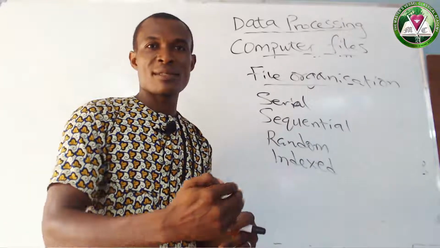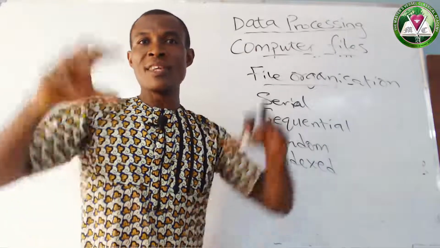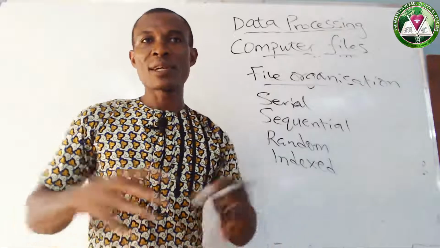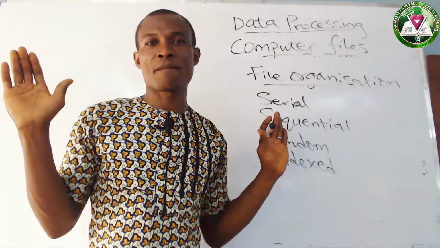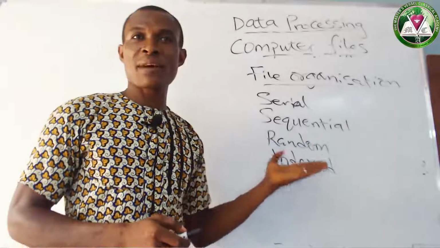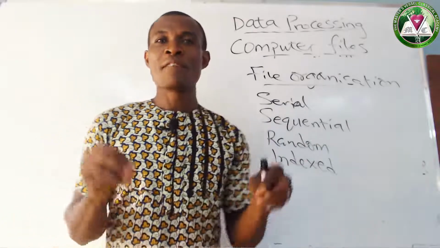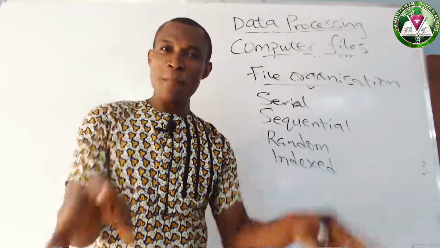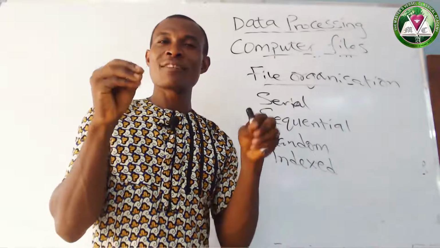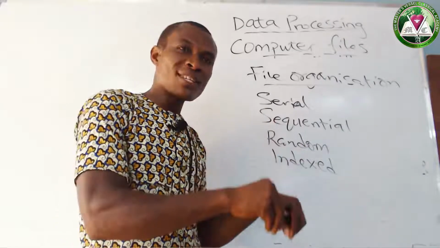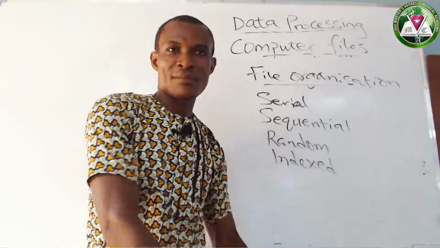Just as the name is, random. Any available space on the disk can accommodate the file. Now the next one is index file organization. Here, the files are given index numbers. So the files are stored based on this index number.